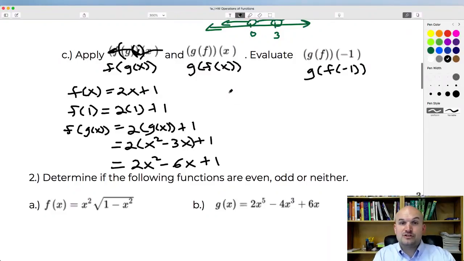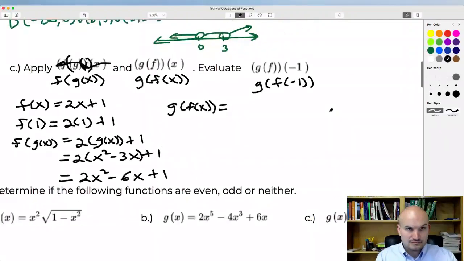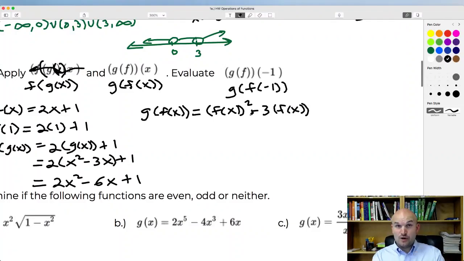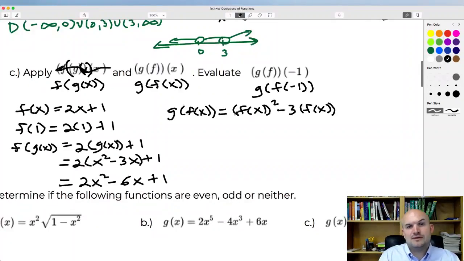So now if I'm going to do g of f of x, what I'm asking you to do is again plug the f of x function into the g of x function. So it's going to look like this: f of x squared minus 3 times f of x. And again, we know what f of x is because f of x is 2x plus 1. So I have 2x plus 1 squared minus 3 times 2x plus 1.